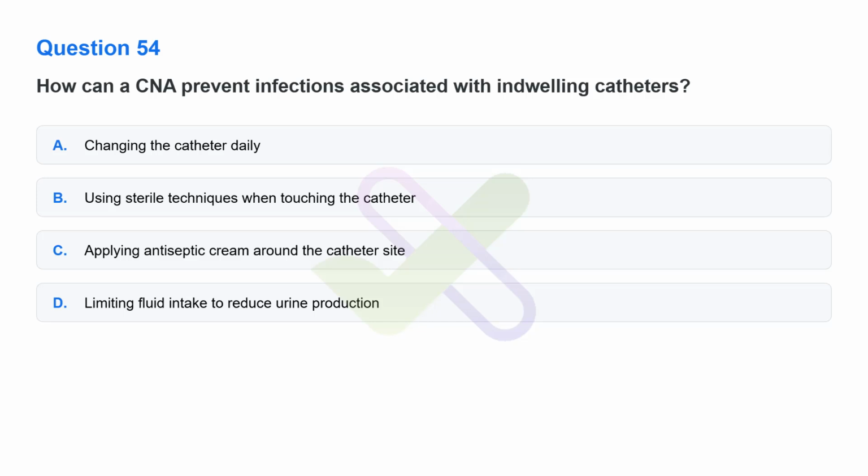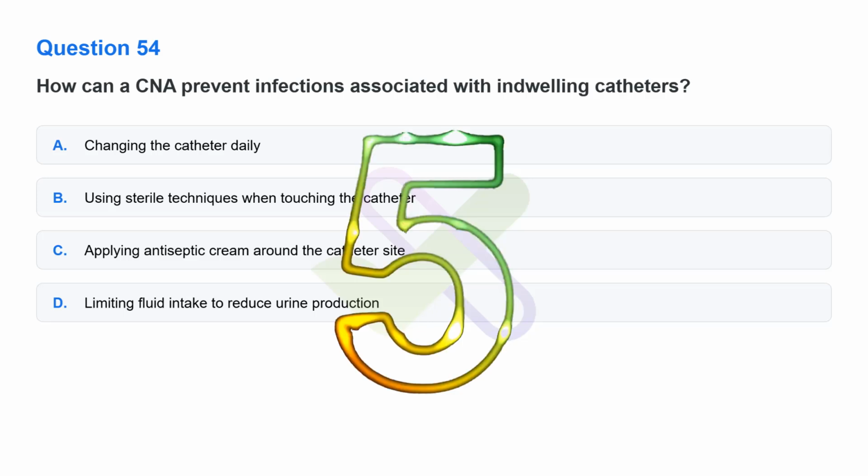How can a CNA prevent infections associated with indwelling catheters? A. Changing the catheter daily. B. Using sterile techniques when touching the catheter. C. Applying antiseptic cream around the catheter site. D. Limiting fluid intake to reduce urine production.